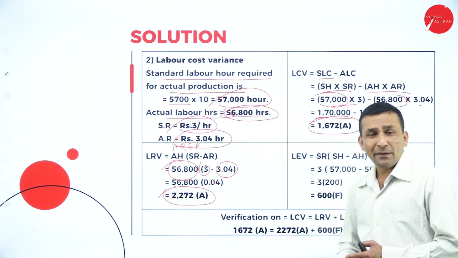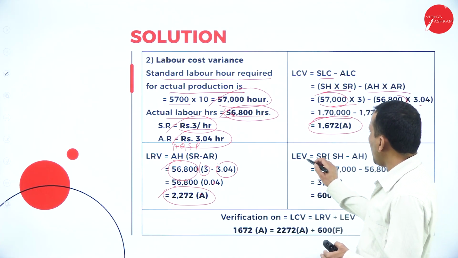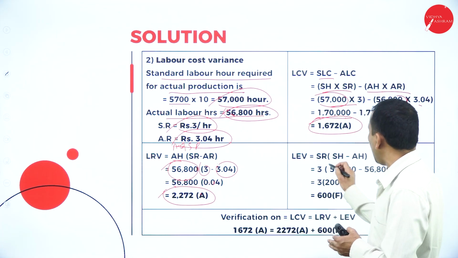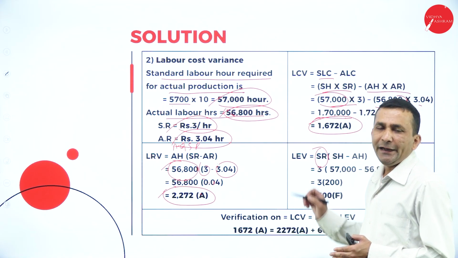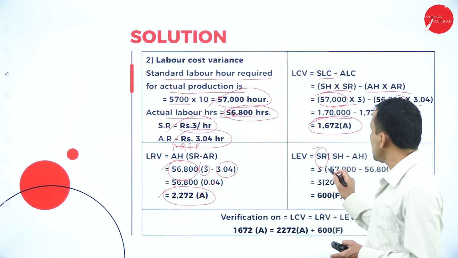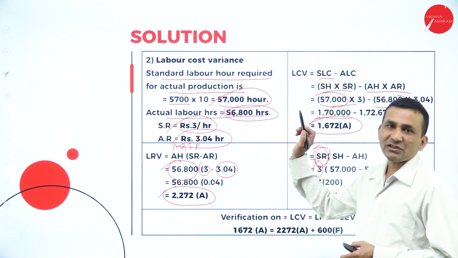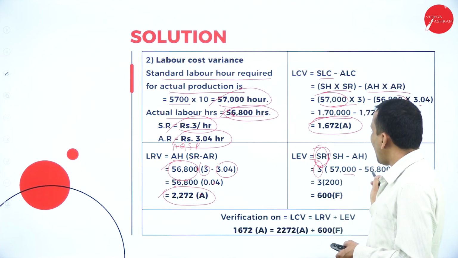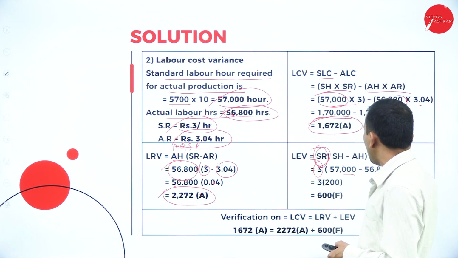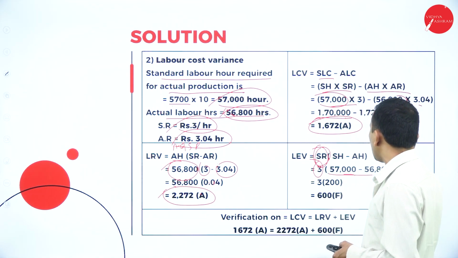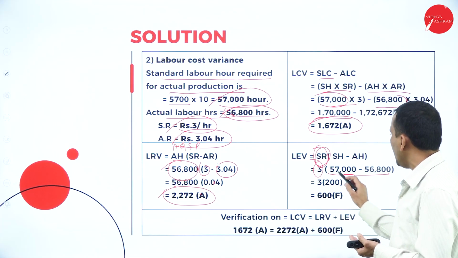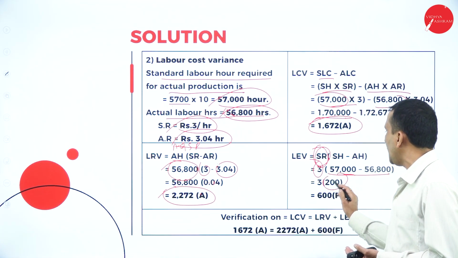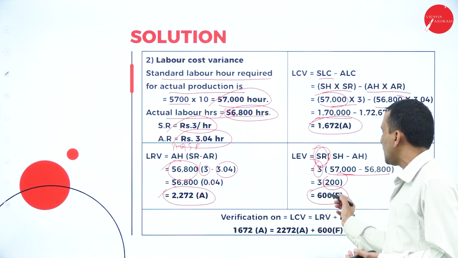Now moving to the labor efficiency variance. Under labor efficiency, labor is always compared with efficiency. We need to find the standard rate into standard hours minus actual hours. The standard rate given in the question is 3, and the standard hours we calculated are 57,000, minus actual hours 56,800. Obviously, we get a positive result here. So 57,000 minus 56,800, the difference is 200. 200 into 3 is 600, a favorable result.